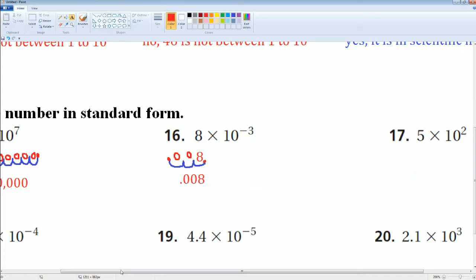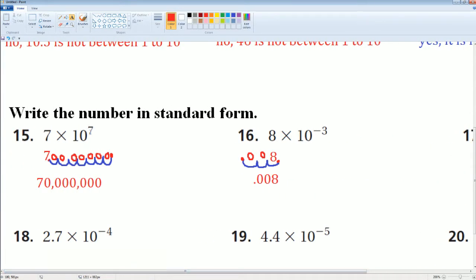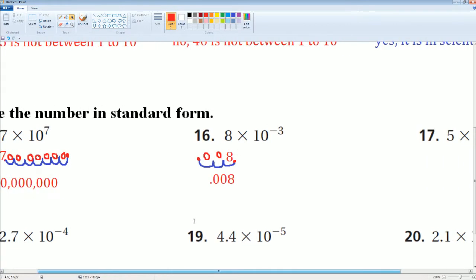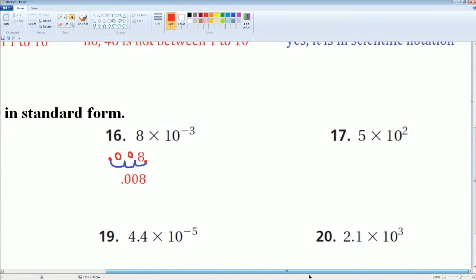Good. Notice this, the exponent here is positive, big number. The exponent here is negative, small number. The exponent here is positive, so this is going to be a big number, okay?